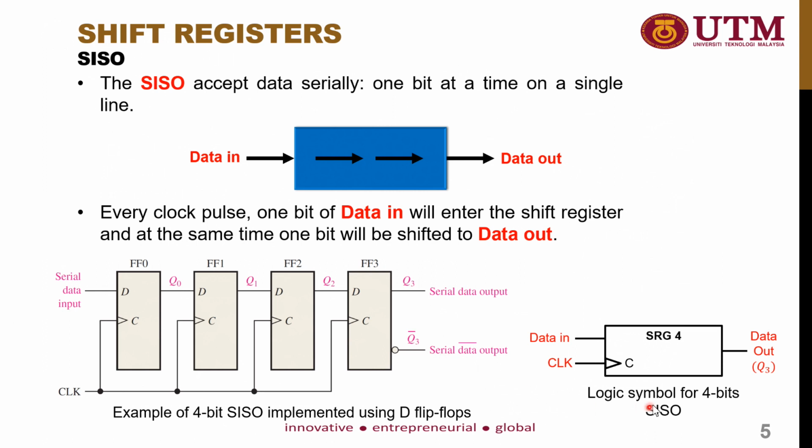So this is the logic symbol of a 4-bit SISO. They have two inputs, data in and clock, and also they have one output. So you can either choose Q3 or Q3 bar as your data out. SRG represents the shift register, and 4 is 4 bits.